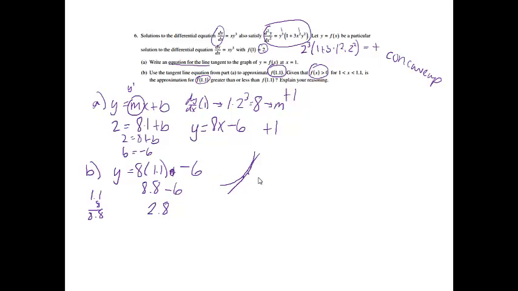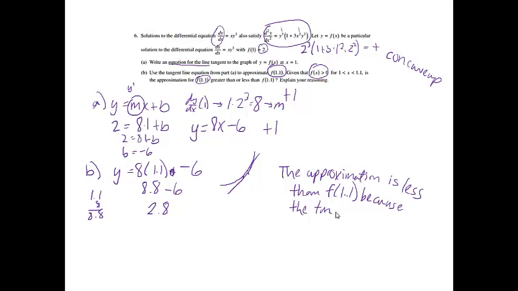So it said, is the approximation for f of 1.1 greater than or less than? I'm just going to say the approximation is less than f of 1.1. And the reason that I'll say it's less than is because the tangent line lies under the actual curve. You might have a different explanation, which is fine, but that's what we should get. So that part was worth 2 points. If you got 2.8, you got a point. If you were able to say that the approximation was less than and you had a good reason for it, then that was worth another point.